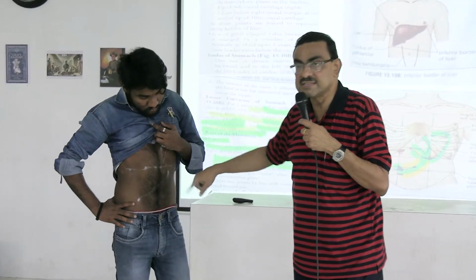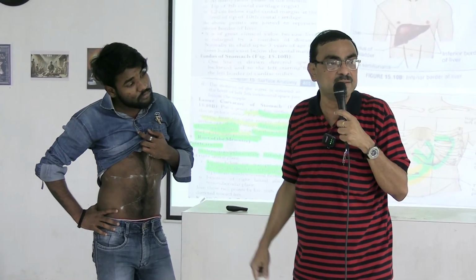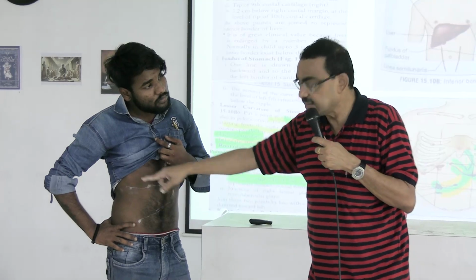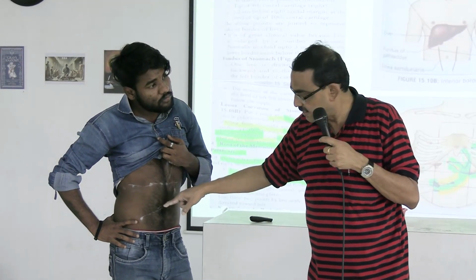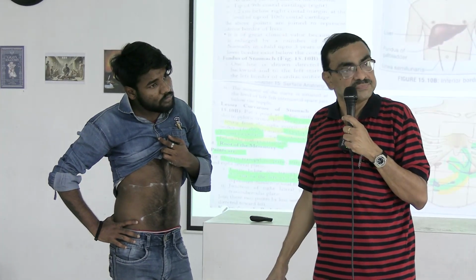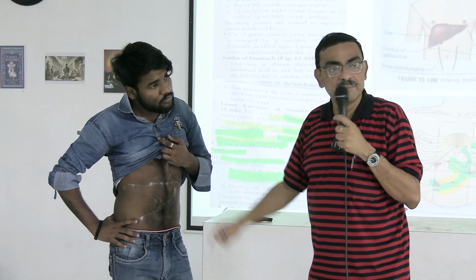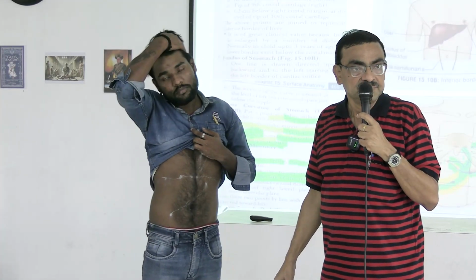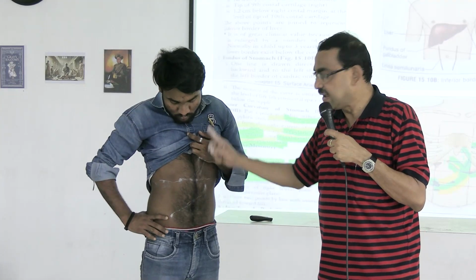From the convex side we will get the jejunal and ileal branches, and from the concave side we will get the right colic, ileocolic, and inferior pancreatico-duodenal branches. And anteriorly, we will get the middle colic.